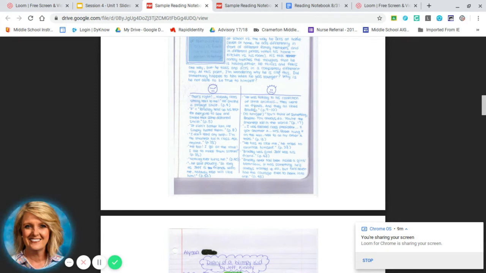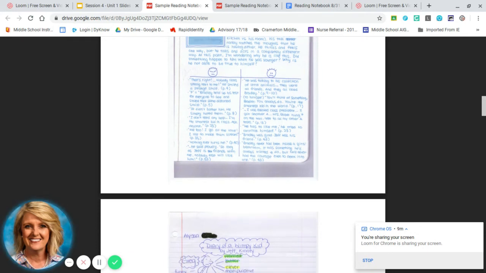And then she writes down things on this side. He was talking about his connection with little animals. And they were all friends and they all liked Bradley. So this makes her think that maybe he's not so bad after all if he's nice to little animals and little animals like him. So you can see this is just another way to write down your thoughts about what you're reading.